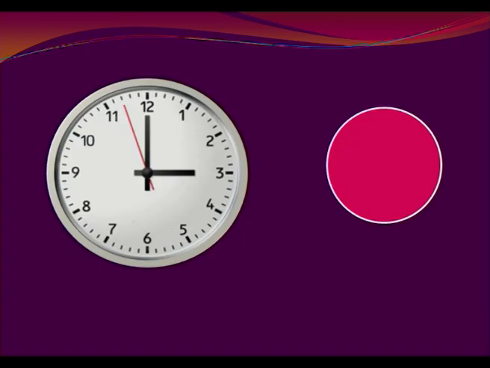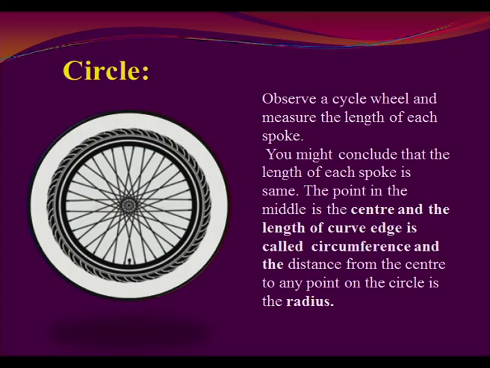So, now let us observe the figure. They are in which shape, very well, you say in our language round. Let us discuss the properties of a circle. In the figure you are observing, you see it is a wheel of a cycle. Observe the cycle wheel and measure the length of each spoke. So, you might conclude that the length of each spoke is the same.